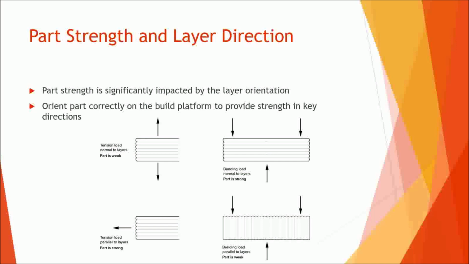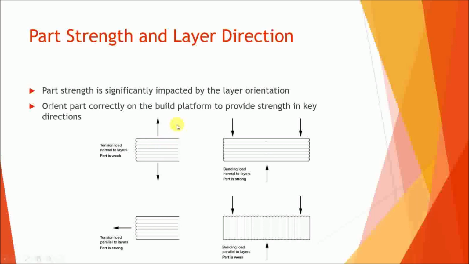So if we look at the pictures here, just to illustrate this, we have a picture where the part was printed with horizontal layers, and we have a tension load applied to the part with these arrows. So it's basically pulling apart these layers. So in this orientation, it's likely that they'll delaminate.